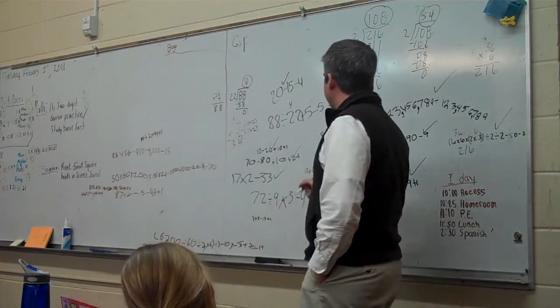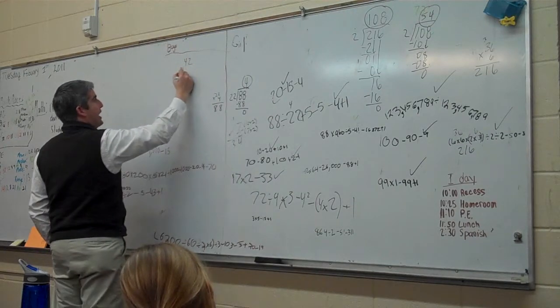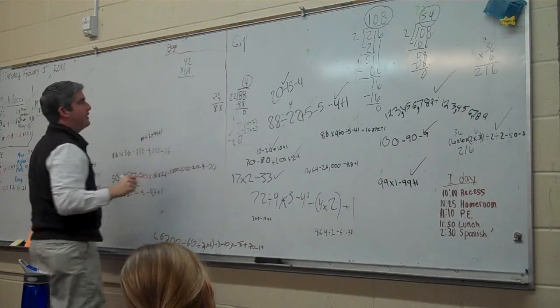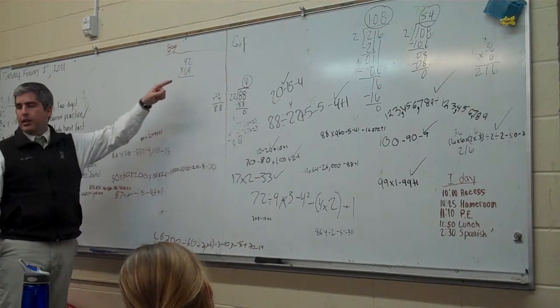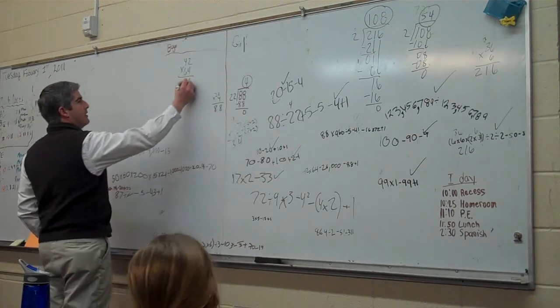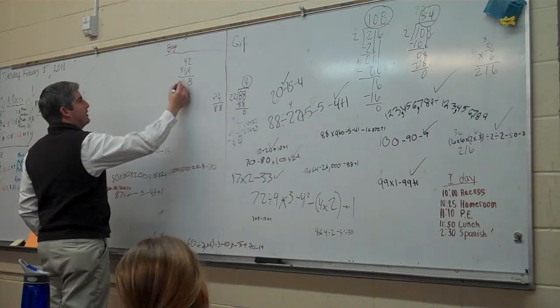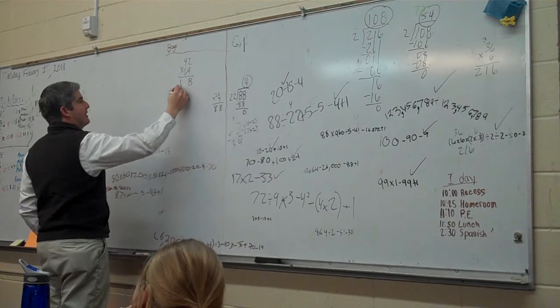Then we have 42 times 64. So I'm going to come over here and do 42. There's my first factor. 64 is my second factor. And let's start. Caroline, 4 times 2. 4 times 2 equals 8. Now 4 times 4. 4 times 4 equals 24. Are you sure? 4 times 4 equals 16.